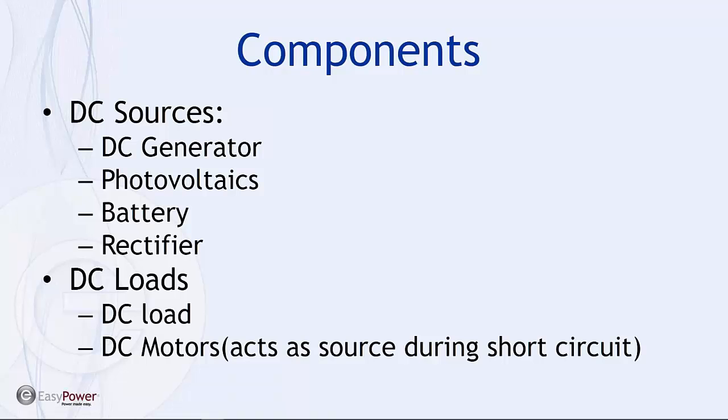So the sources include generators, photovoltaic cells, batteries, and rectifiers, and most of these can be modeled as a Thevenin equivalent and a voltage source. The ones that are nonlinear we will touch on here briefly. And then again, DC loads really don't contribute to a short, but we do include contributions from the motors during a short circuit.